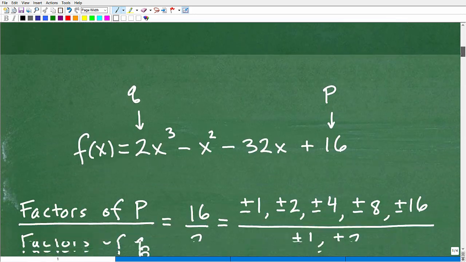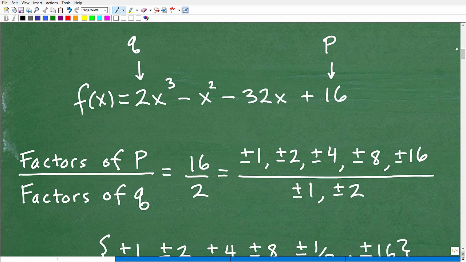And then we'll see how we actually use this information. Okay, so here's q and here's p. Okay, so what's the factors of p? Well, p is 16. So I'm gonna talk about all this here in a second, and then we have the factors of q. So q is 2.